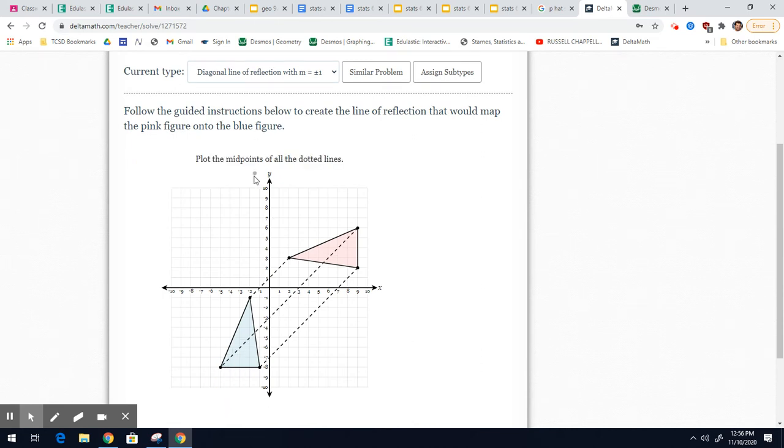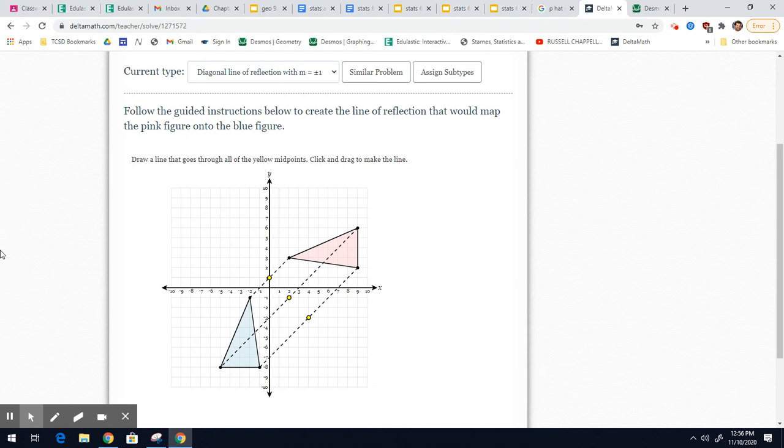So now it says plot all the midpoints of all the dotted lines. So I'm just going to kind of guess, right? So I think it's like here. Let's see. This is maybe right around there. And then this one right around there. You can count the slope if you want to. So each of these has a slope of up 1, right 1. So you could do that each time.